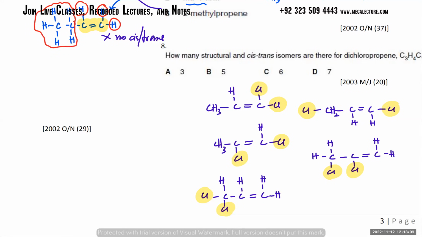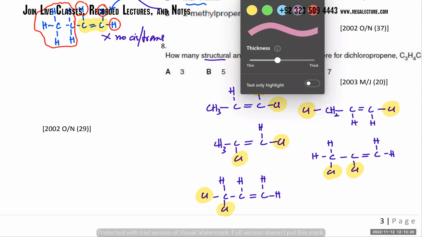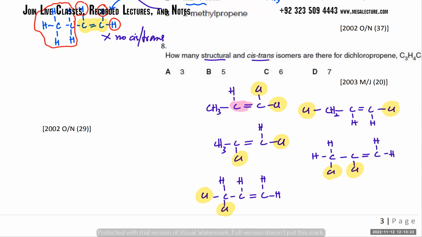So we're done with structural isomers, right? Now within these, how many will actually have geometric cis-trans isomers? For that, what do you need? You need a double bond first. So you've got a double bond, and the double bond must be bonded to two different groups. So tell me, this first one, cis-trans or no cis-trans? No cis-trans, because there is Cl on both sides. Second one, cis-trans or no cis-trans?